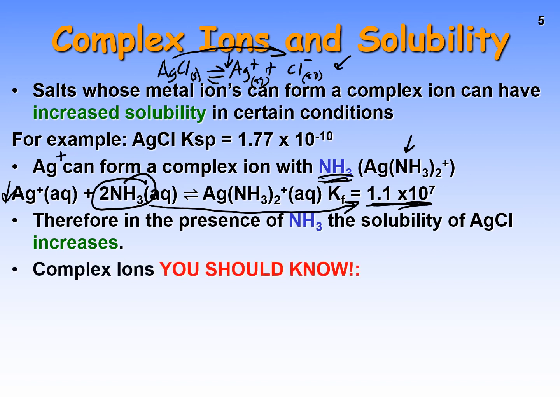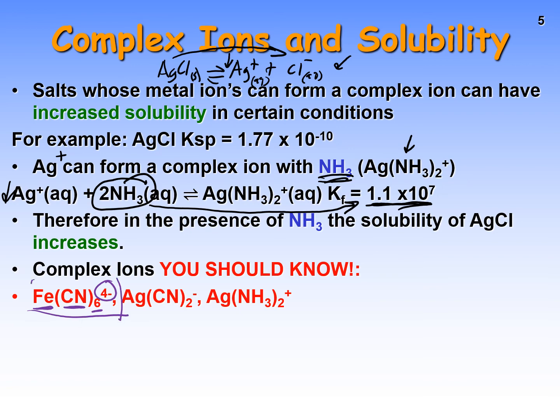So there are hundreds of different complex ions out there. I need you to know about 3 of them for this chapter and this upcoming test. And these are the 3. We have iron 2+ with 6 cyanides. Charge is important, so you should know this formula, and you should know that when we have iron 2+ and cyanide in a solution, we form this complex ion. The same thing can be said for silver and cyanide and silver and ammonia, just like we saw up here.